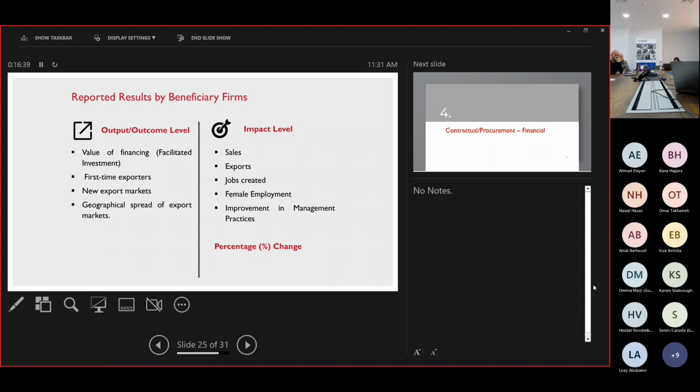The first-time exporter, new export markets, geographical spread of export markets, it means who access new markets. At impact level, we need to track their sales, export, employment, and improvement in management practices. And again, the one who secured the investment needs to report on these measures. The improvement in the management practices, they need to report on this whether they secure the investment or not.